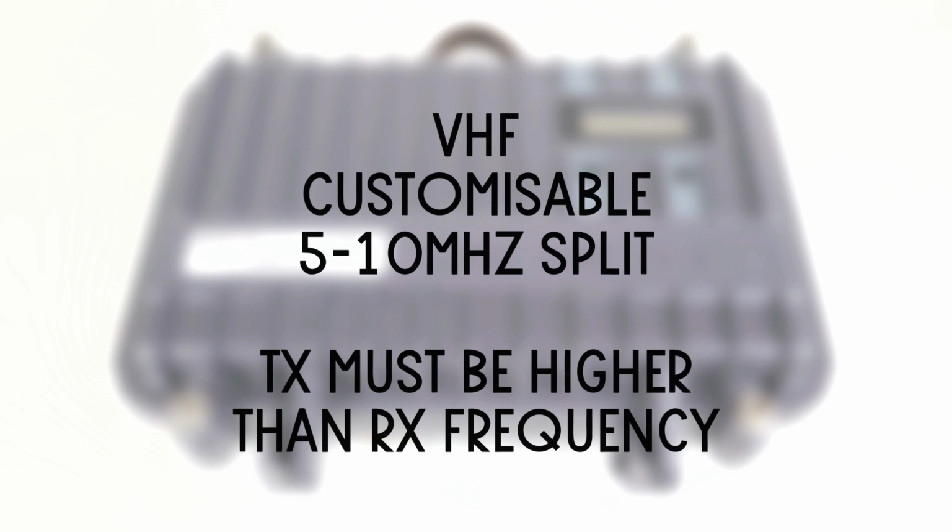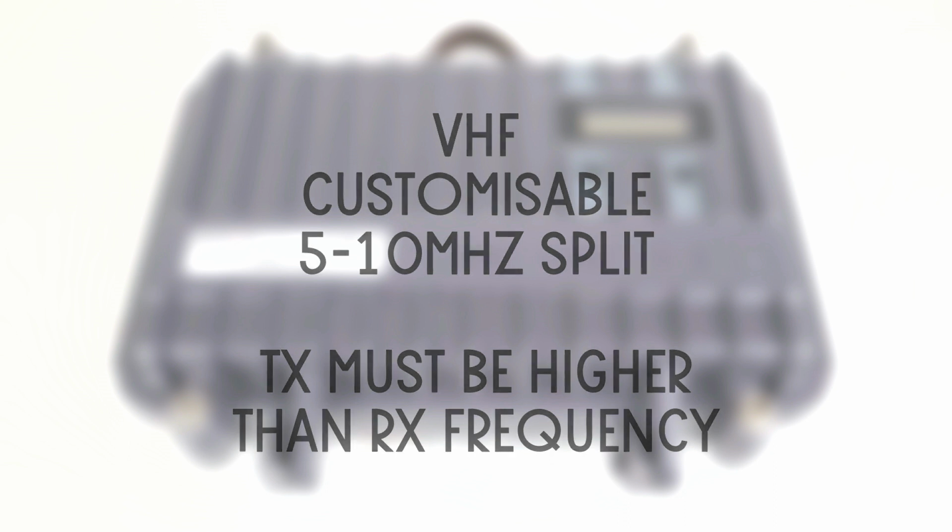And finally, number 8, if you'd like a VHF repeater with a different offset other than 5 or 10 MHz, then choose VHF 5 to 10 MHz Customize. This gives you the option to choose between 5 and 10 MHz with transmit and receive frequencies that can be customized, and again the transmit frequency must be higher than the receive frequency.